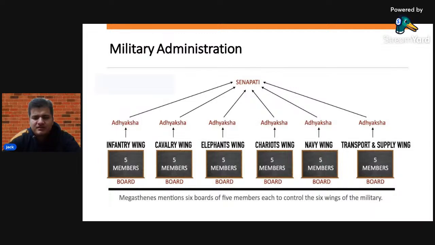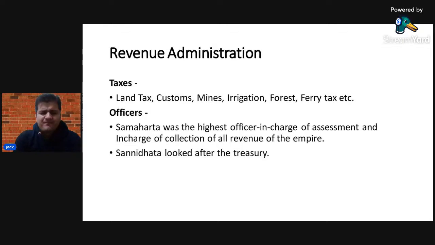Now we will discuss the revenue administration. To manage this large army, we need revenue, and this revenue comes from various kinds of taxes. As the Mauryan Empire was a welfare state, the empire would collect tax and distribute the money where there was need. Through various kinds of taxes like land tax, customs tax, mines, irrigation, forest, and ferry tax, the Mauryan Empire used to extract revenue from the people, and the major tax was the land tax, which was one sixth of the produce. It was not a high tax, so people could pay it.